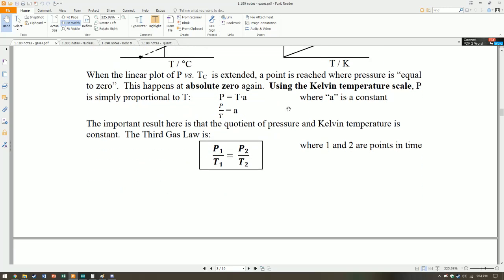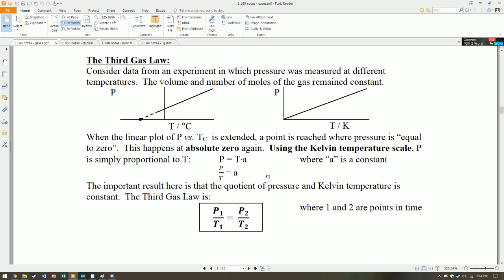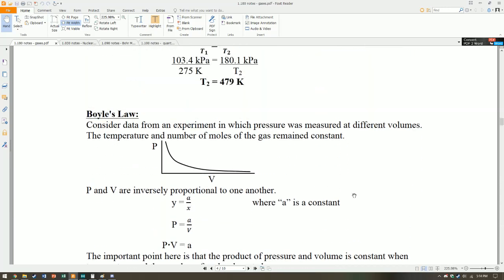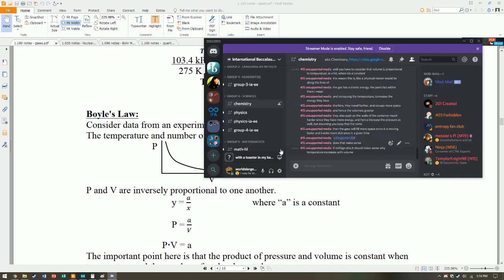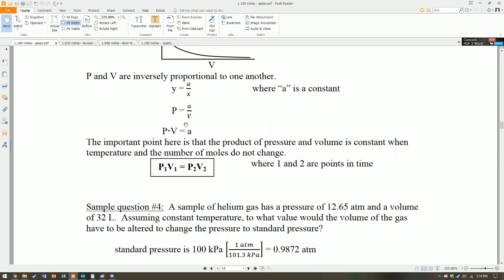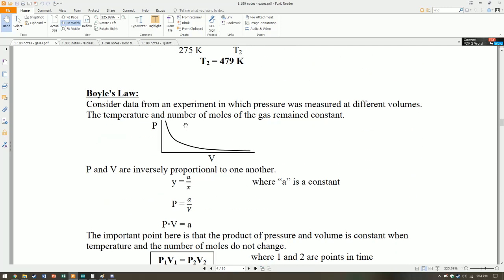So there's that. Proportional just means linear relationship, where A is a constant. The last one you're expected to know, really the last one that's worth caring about, is Boyle's law, which basically states that pressure and volume are inversely proportional to one another.